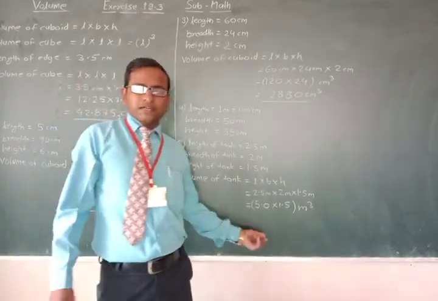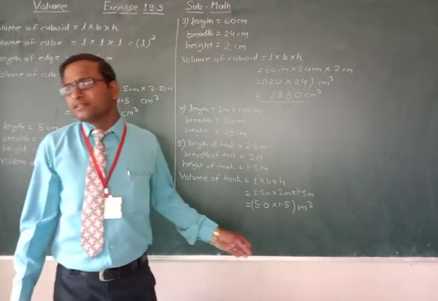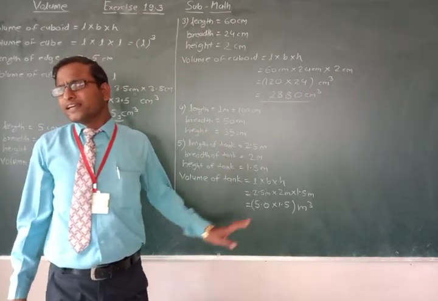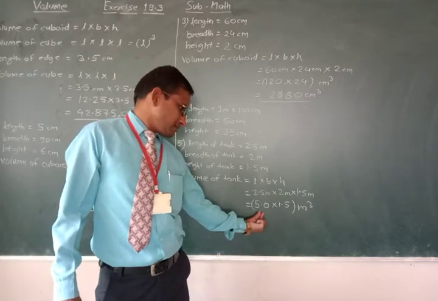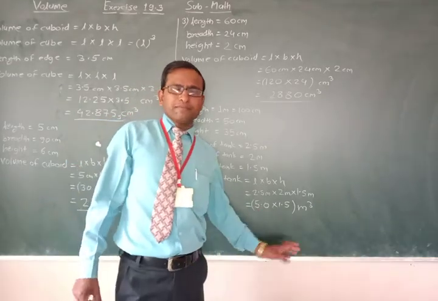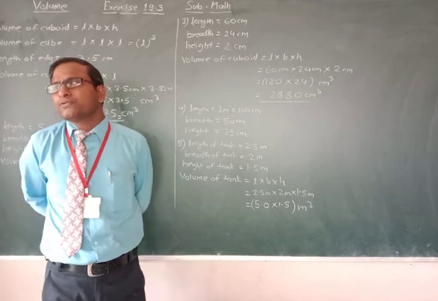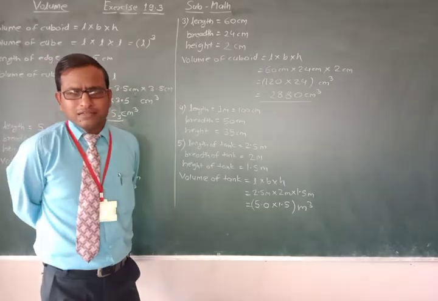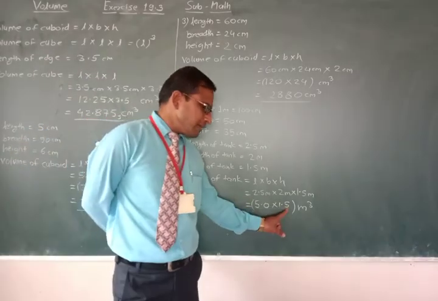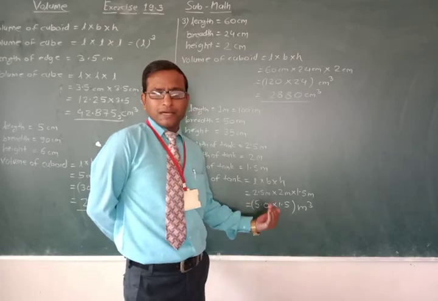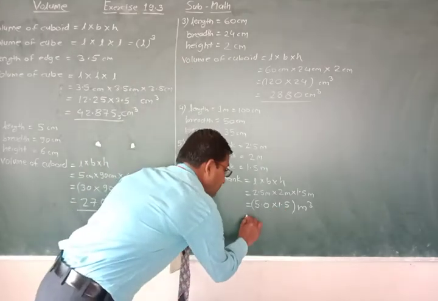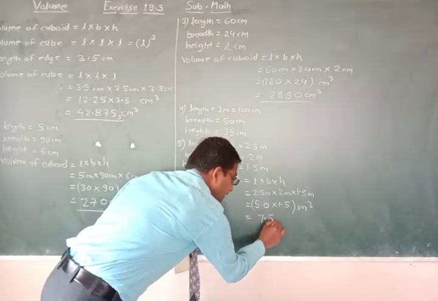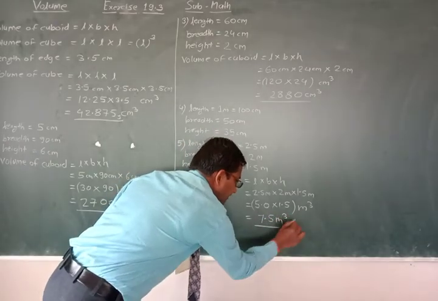Here 5.0, after decimal point 0 is no value. So you don't take a value. Only take here 5 meter. 5 multiplied by 15. 15 5s are 75. But in our 15, decimal point after one digit. So your answer is here 7.5 meter cube. Answer is over.